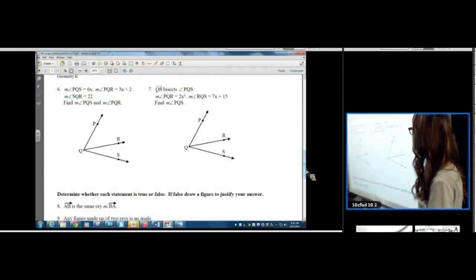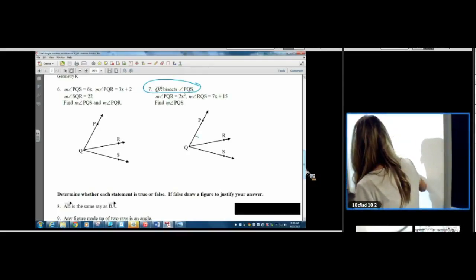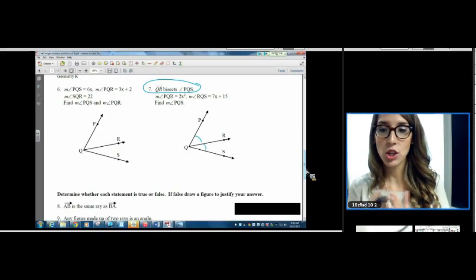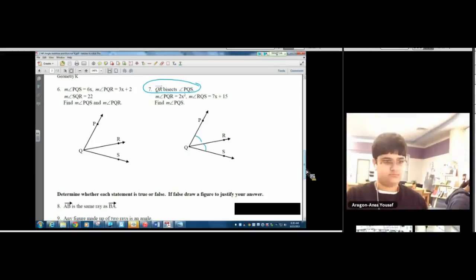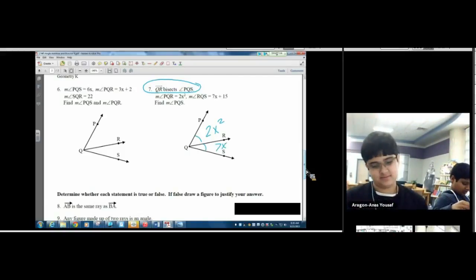QR bisects PQS. So the first thing you would do here is add arcs to your picture, because that's the symbol we use for angles to show that two angles are congruent. Arcs. Okay, PQR is 2x squared, and RQS is 7x plus 15.